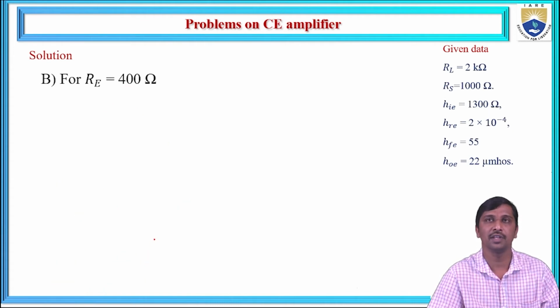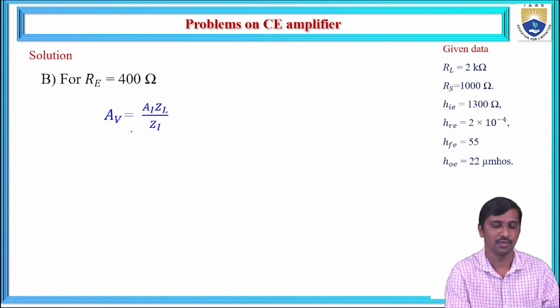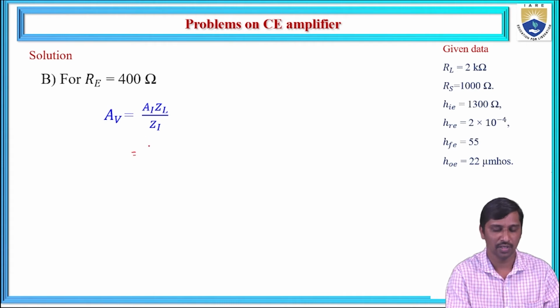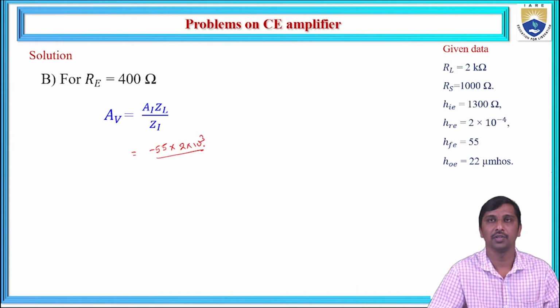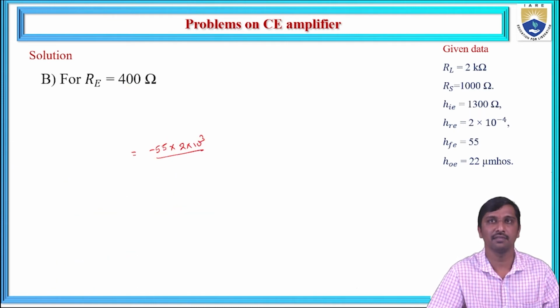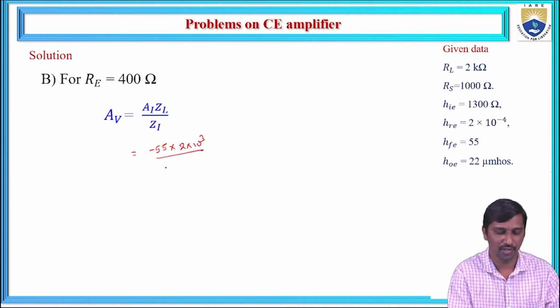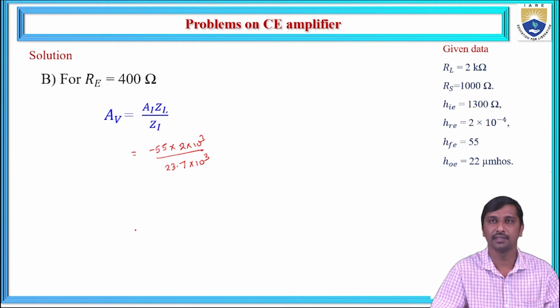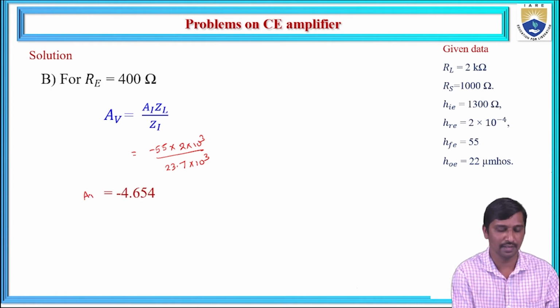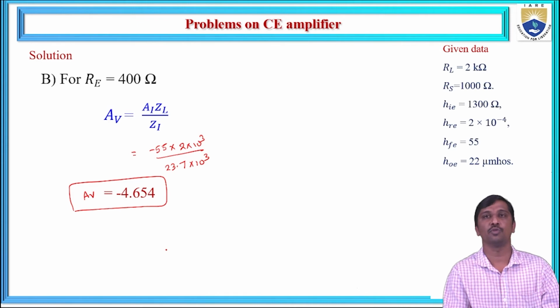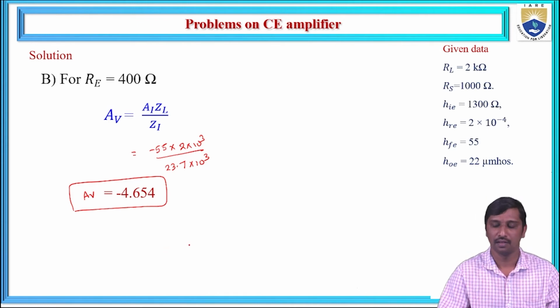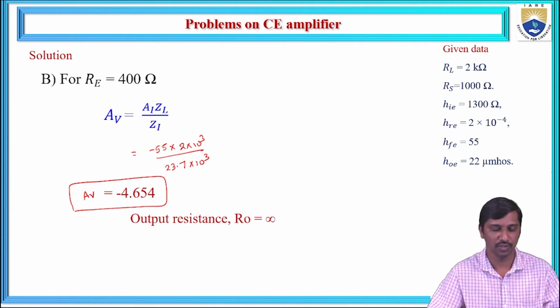Now by using this one, we need to calculate the voltage gain. What is the voltage gain? It is AI into ZL by ZI for the common emitter amplifier. So AI means that is minus 55. ZL means RL, that is 2 kilo ohms, and ZI value is 23.7 kilo ohms. If we solve this factor, it gives that the voltage gain AV is equal to minus 4.654.